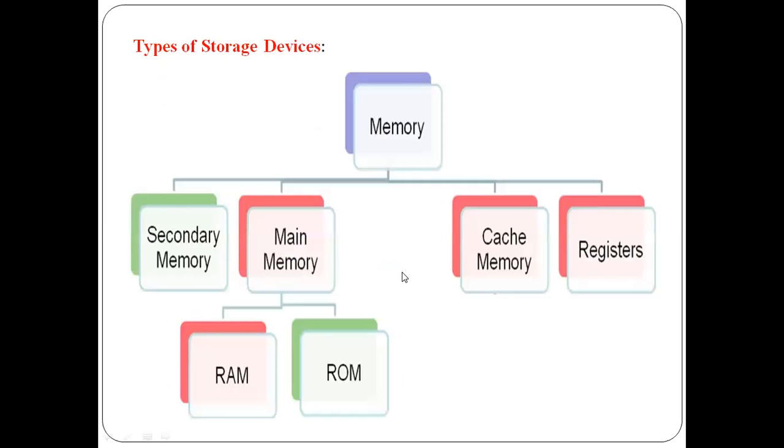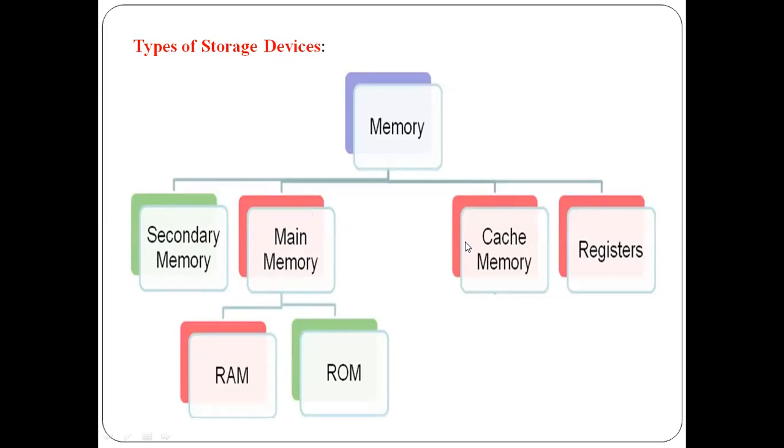And second, in main memory, the data is stored temporarily, or the data is brought from the secondary memory to the main memory during processing. Next, secondary memory will store the data permanently. Examples are disk drives, hard disk, etc.